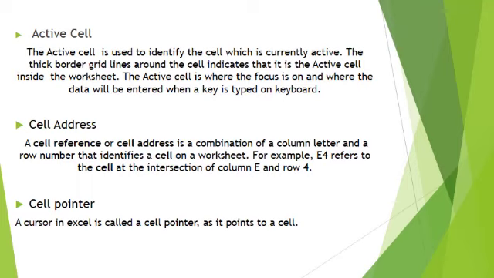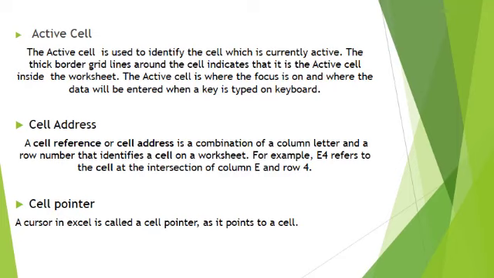Next is active cell. The active cell refers to a cell in an Excel spreadsheet that is currently selected by clicking the mouse pointer or keyboard keys. At a time, only one cell can be an active cell. The contents of this cell are displayed on the formula bar.